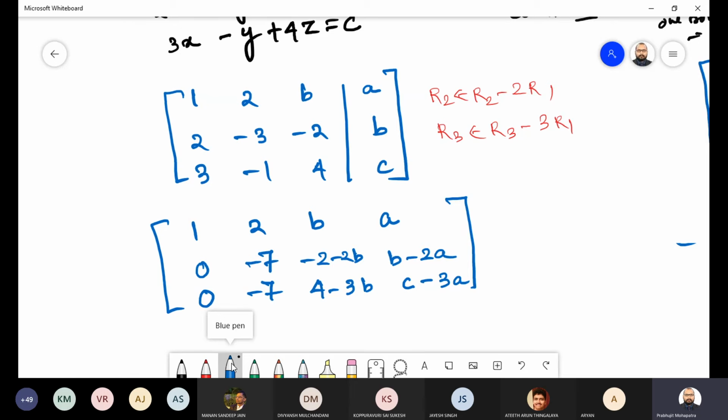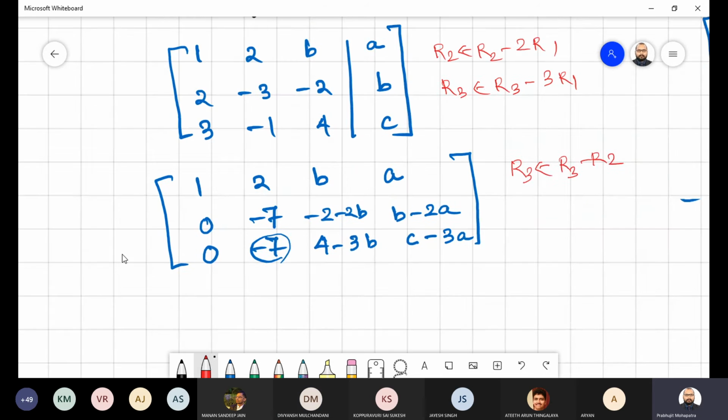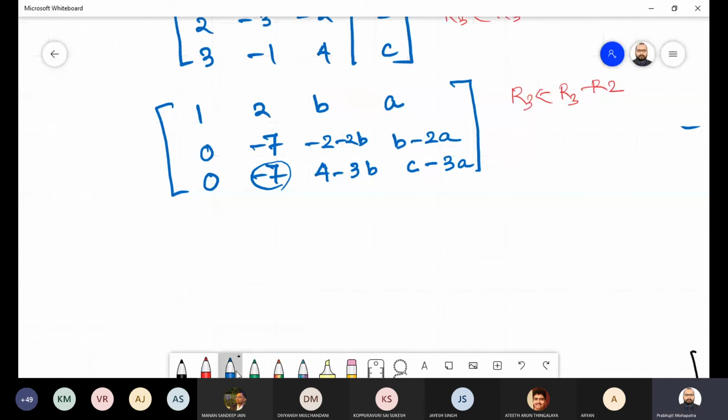Anything you can do, you have the freedom, because later we are going to make this position 0. Here I am not dividing by minus 7, we can do that later also. So R3 as R3 minus R2. Do it this way if you are getting confidence, otherwise use the normal way. So we have 1 2 b a, then 0, and the last row, minus 7, so R3 equals R3 minus R2.